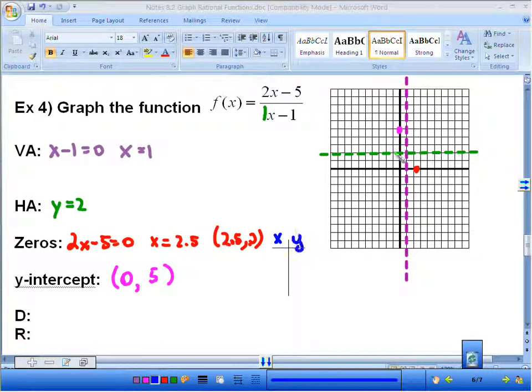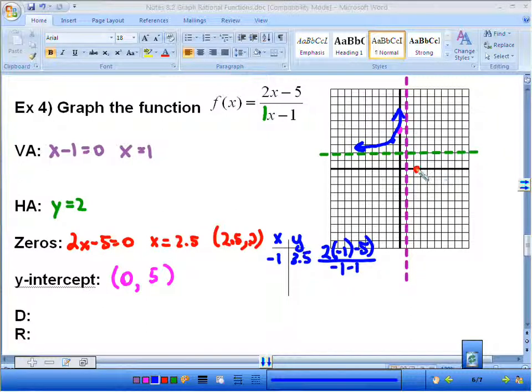I'm going to plug in first a negative number to give me another point over here. So I'll plug in a negative 1 into my original. 2 times negative 1 minus 5, that's negative 7. Negative 1 minus 1 is negative 2. So that's going to be a positive 3.5. So I have a point at negative 1, positive 3.5. Here's my branch.